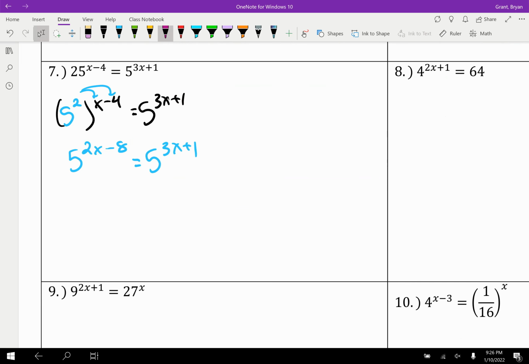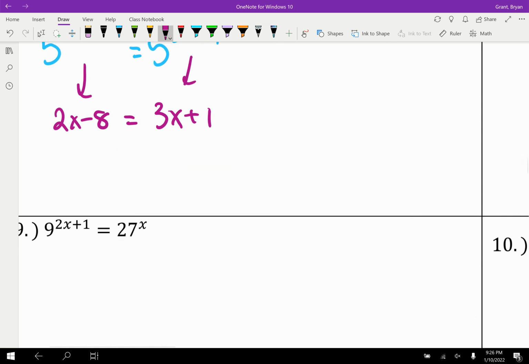And now we deal with those exponents. 2x minus 8 equals 3x plus 1. Let's try to be efficient here. Let's do 2 steps at once. I'm going to go ahead and subtract 2x from each side, and that's going to cancel out the x's. All the x's are on the right, so while I'm doing that, let's subtract 1 from each side to get rid of that guy. If you followed that, you're a true expert.